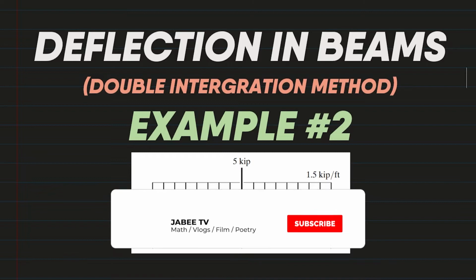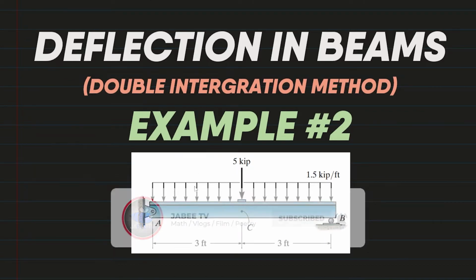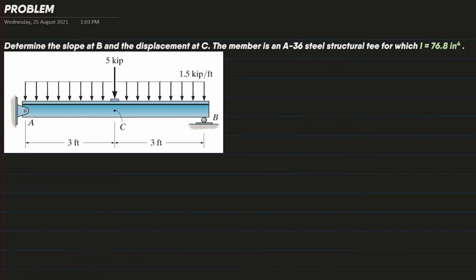Alright, so hi guys, ayan. Andito yung ating example number 2 ngayon. So this is the beam that we are going to solve. Okay, so let's start, no? Ayan. So first, we have here the problem. Sabi dito, we need to determine the slope at B and the displacement at C.